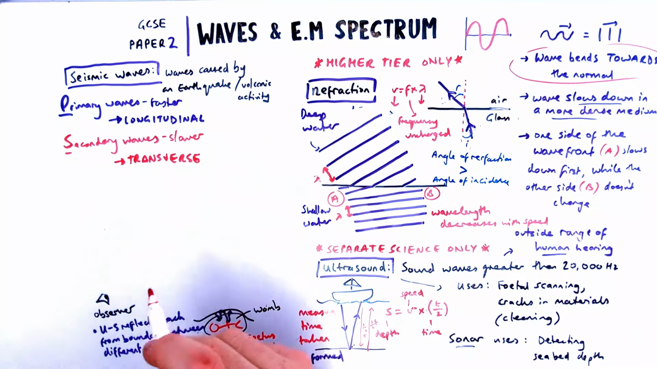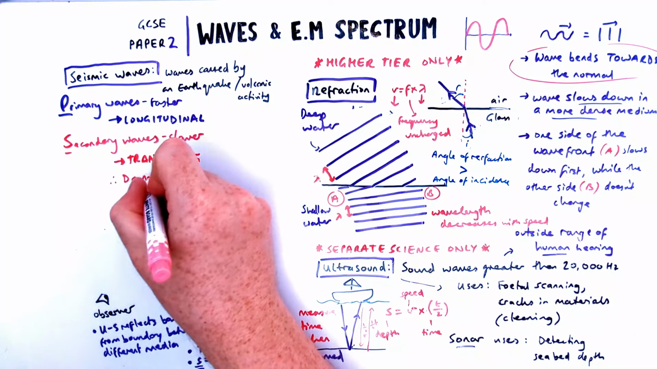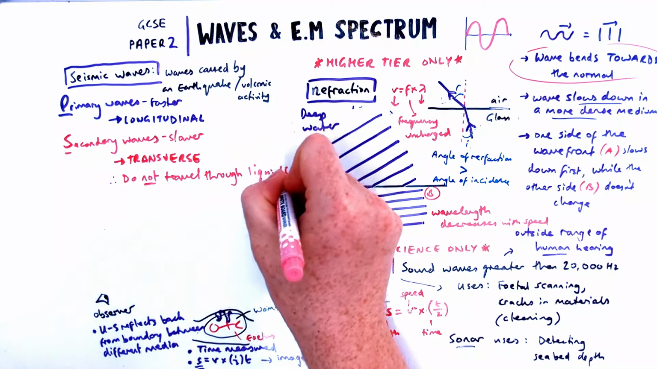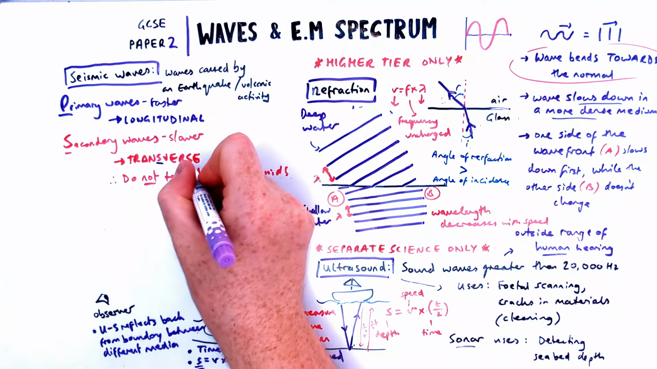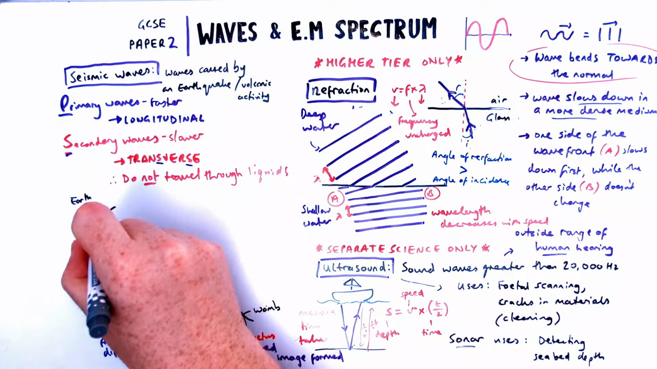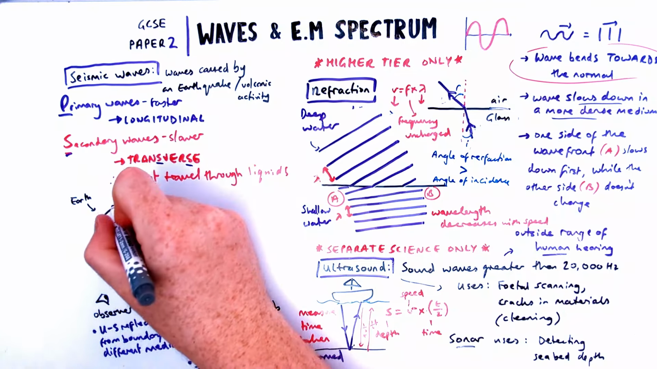Now because they're transverse and inside a solid, that means they do not travel through liquids. So S waves do not travel through liquids, really important fact to remember. When we're talking about earthquakes traveling through the Earth's core, P and S waves therefore travel in different ways.